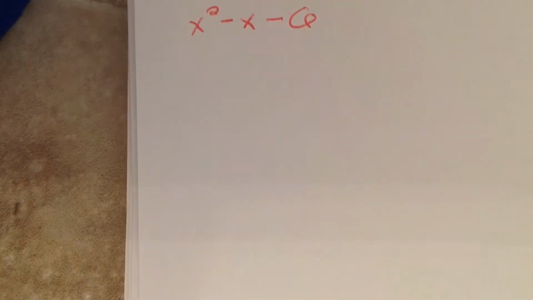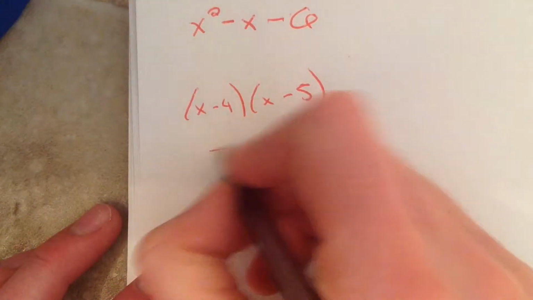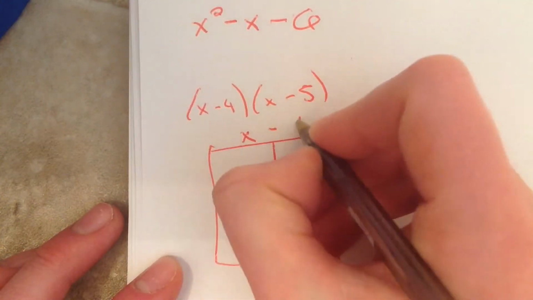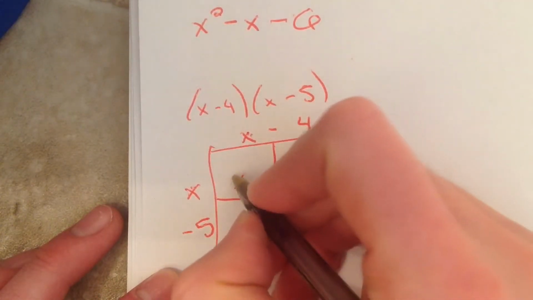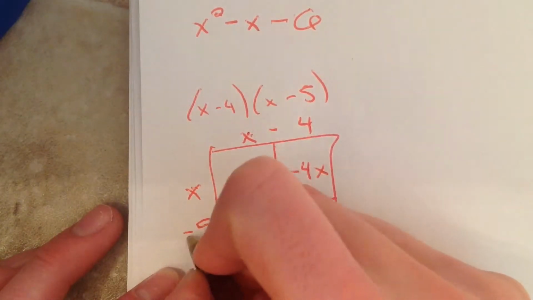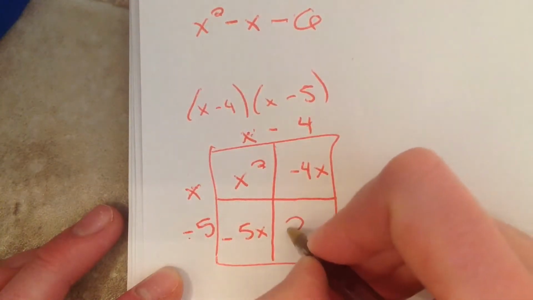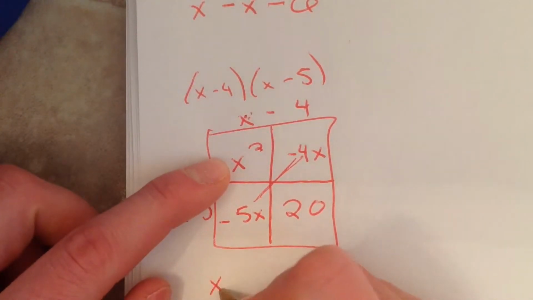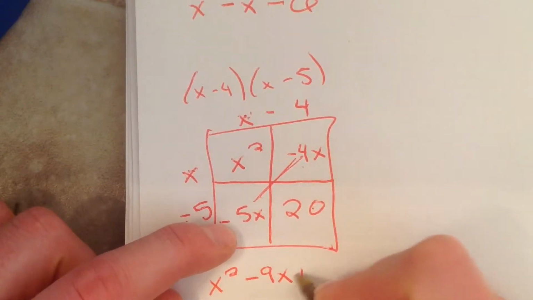Let's do two more examples. x minus 4, x minus 5. So we draw our box. So we say x minus 4, x minus 5. X times x, x squared. X times negative 4, minus 4x. Negative 5 times x, minus 5x. Negative 5 times negative 4, positive 20. Once again, our like terms. So we get x squared, negative 5x and negative 4x combine to make minus 9x, plus 20.